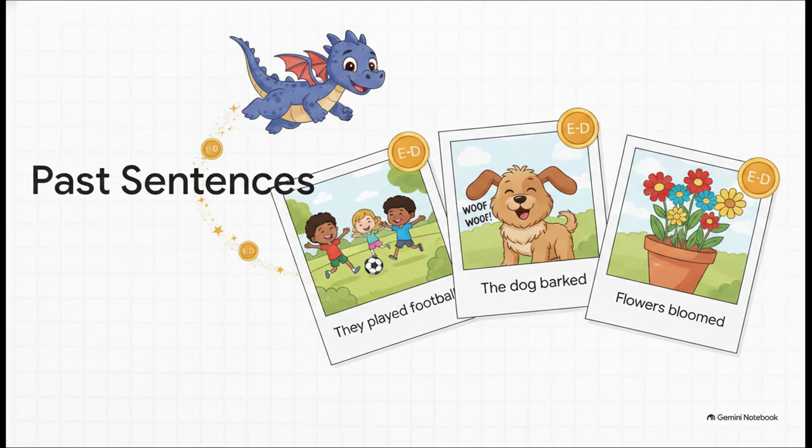Now, let's see how this all comes together to build real sentences. They played football. That magic ED right there tells us the game is already completely over. Next up, the dog barked loudly. That already happened before now. And finally, the flowers bloomed. The magic ED makes every single one of these actions happen in the past. You guys are doing amazing spotting the time travel here.